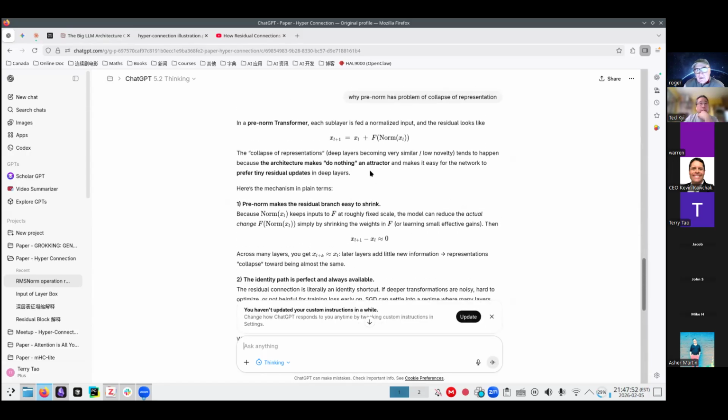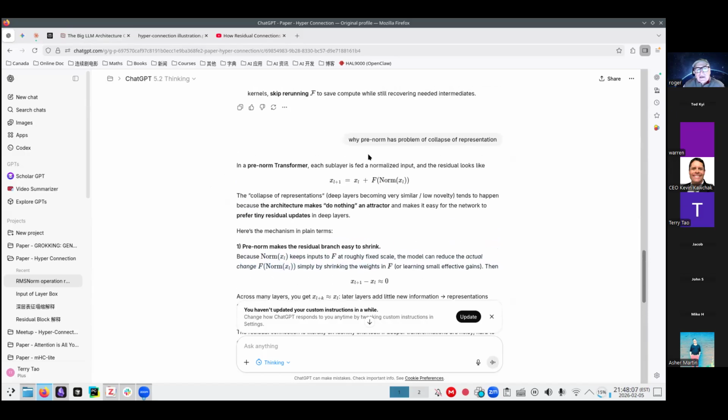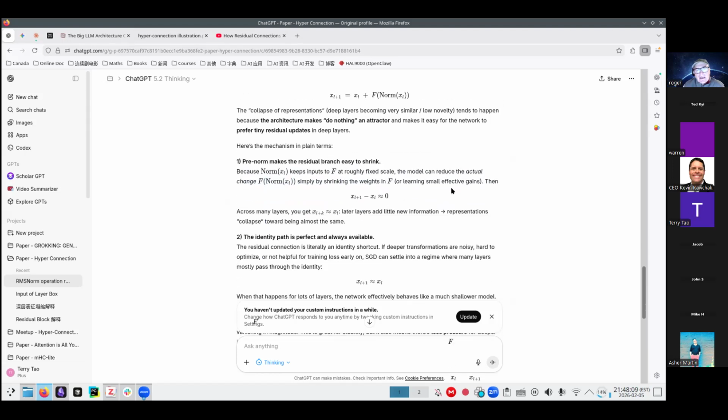Yeah, identity collapse. It's easy to shrink. With a roughly fixed scale, the model can reduce the actual change simply by shrinking. The collapse of representation tends to happen because the architecture makes doing nothing easy. So rather than fix it all at one layer, they'll just do a little bit of fixing at all the layers.